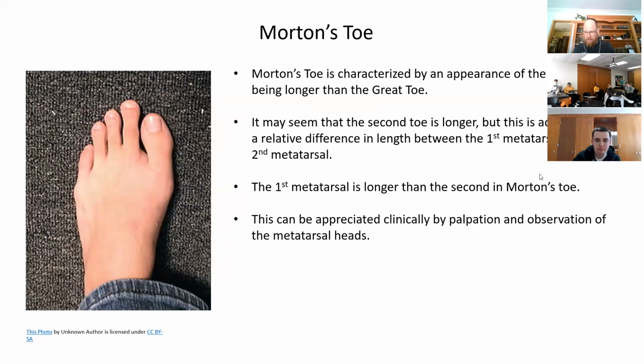Does that make sense? Okay, if it doesn't, let me know. I have a hard time seeing heads. You guys are very small. But if it doesn't make sense, let me know.